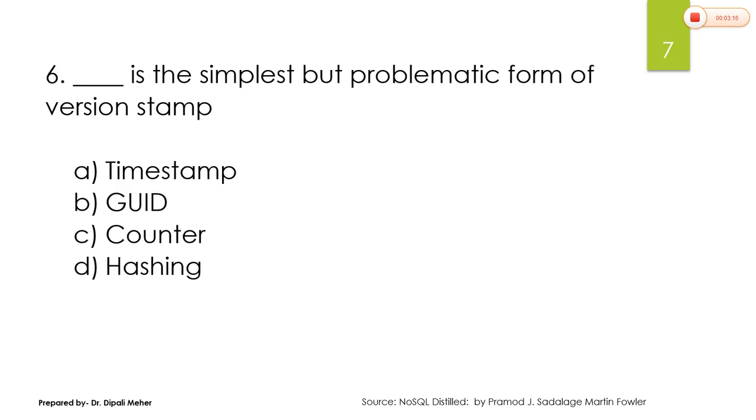Next question is, dash is the simplest but problematic form of version stamp. It can be simplest, but it will become problematic to manage. So what are the options? A. Timestamp, B. GUID, C. Counter, and D. Hashing. And the correct option is A, Timestamp. So timestamp is the simplest but problematic form of version stamp.